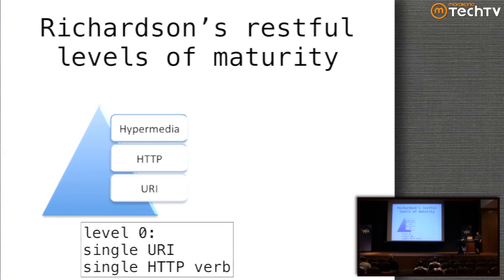Level 0 is a single URI and a single HTTP verb. This is how web services and WS-star based endpoints work. You have a single URI for an endpoint, and you do HTTP POST to transfer SOAP documents back and forth, ignoring the rest of the HTTP verbs and all the rest of the HTTP metadata that's there. You're basically just using HTTP as a synchronous, firewall-friendly transport protocol for doing remote procedure calls.